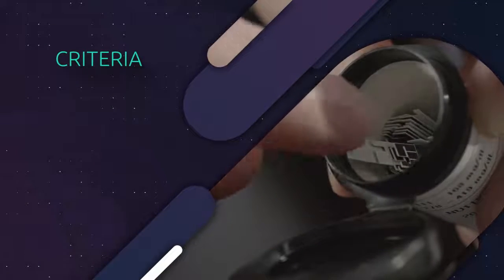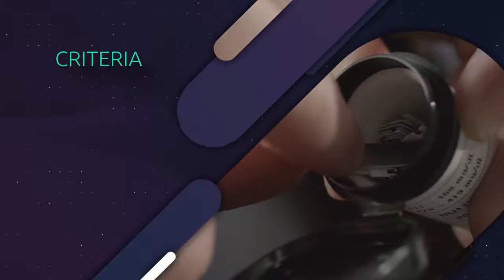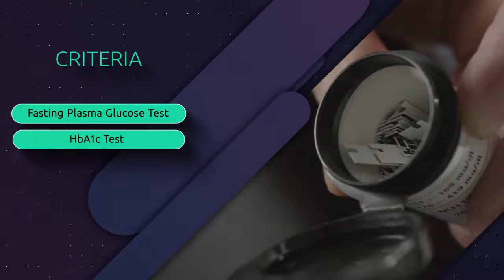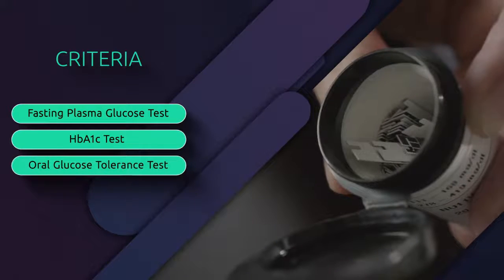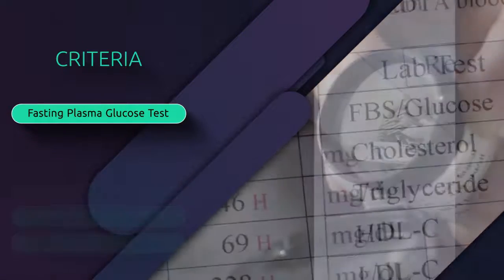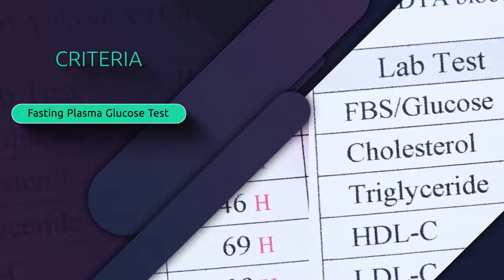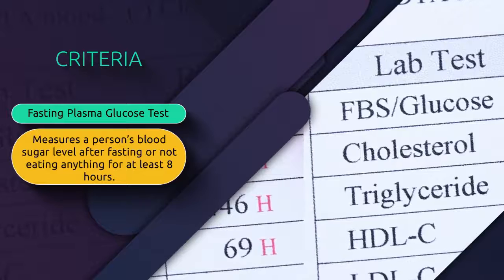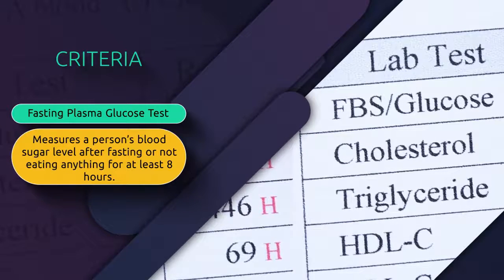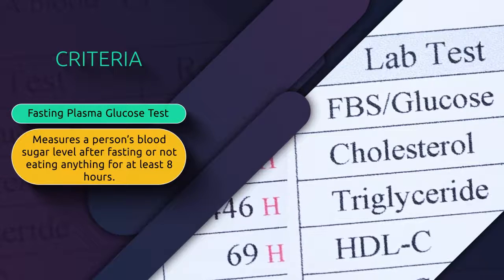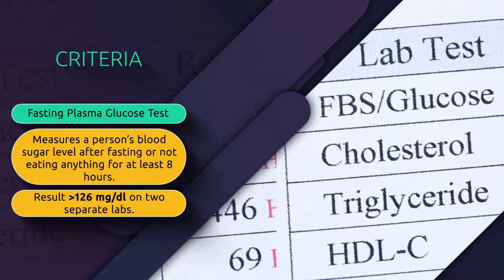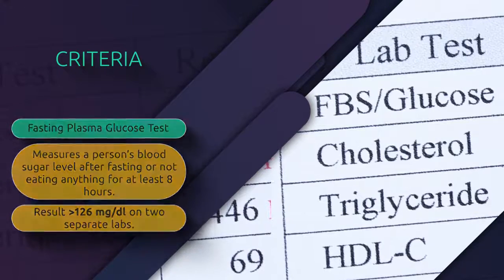For the diagnosis of diabetes, we often use 4 tests, namely fasting plasma glucose test, HbA1c test, oral glucose tolerance test, and random plasma glucose test. Fasting plasma glucose test, or FPG, measures a person's blood sugar level after fasting or not eating anything for at least 8 hours. A diagnosis of diabetes is made when the fasting blood glucose is greater than 126 milligrams per deciliter on 2 separate labs.